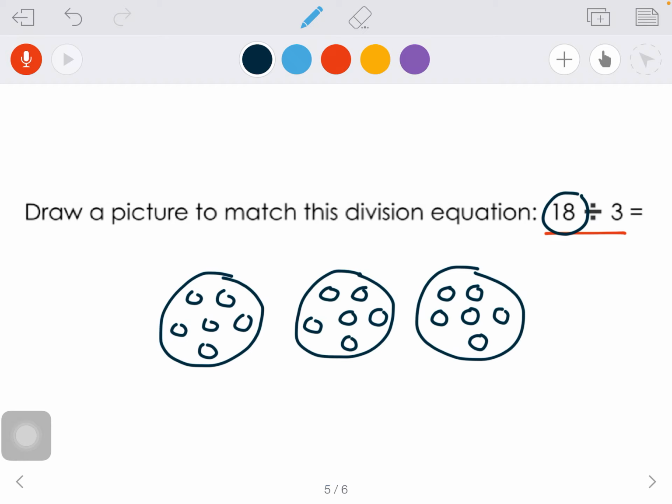I divided them into 3 groups. Now, how many are in each group? Count them up. 1, 2, 3, 4, 5, 6. And if I skip count, 6 plus 6 is 12, plus 6 is 18. I have 18 total circles. I divided them into 3 groups, and I ended up with 6 in each group. There you have it. Now it's your chance to show what you know. Good luck. Come back and watch this video if you forget.